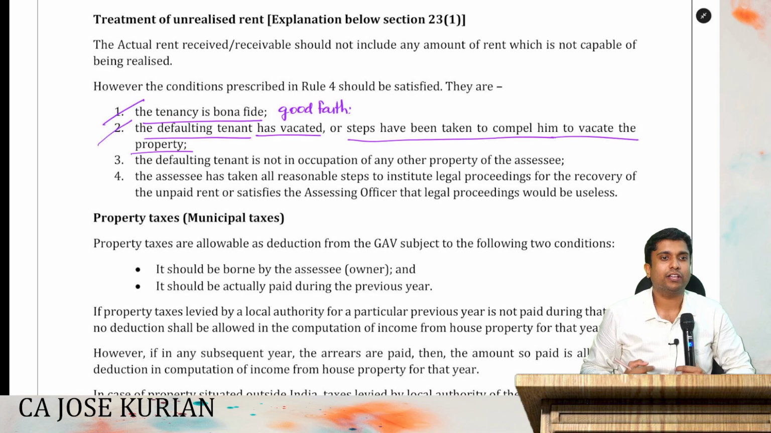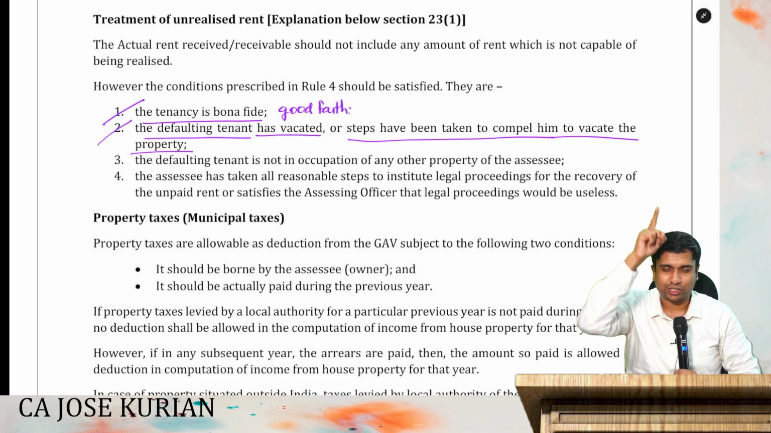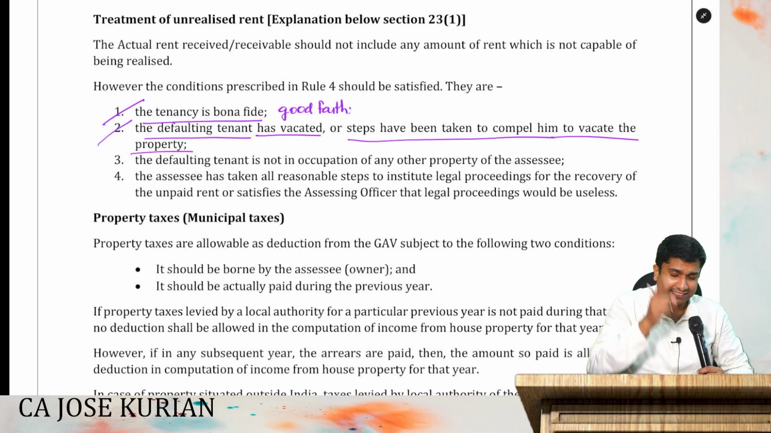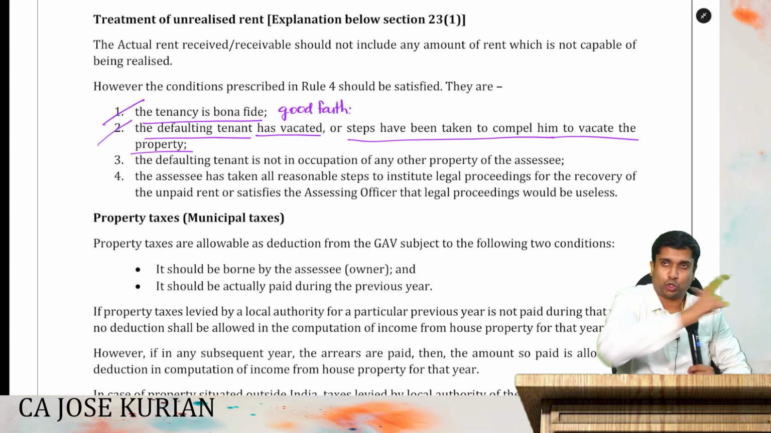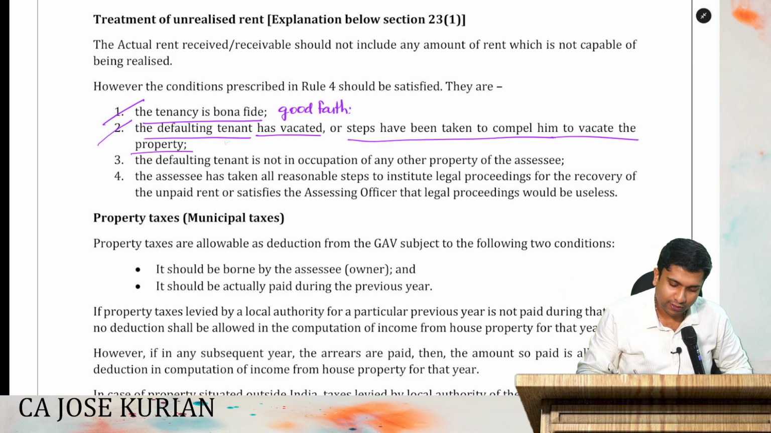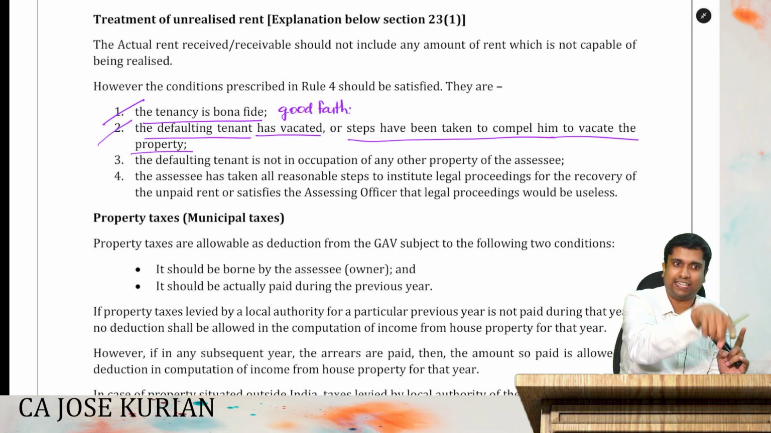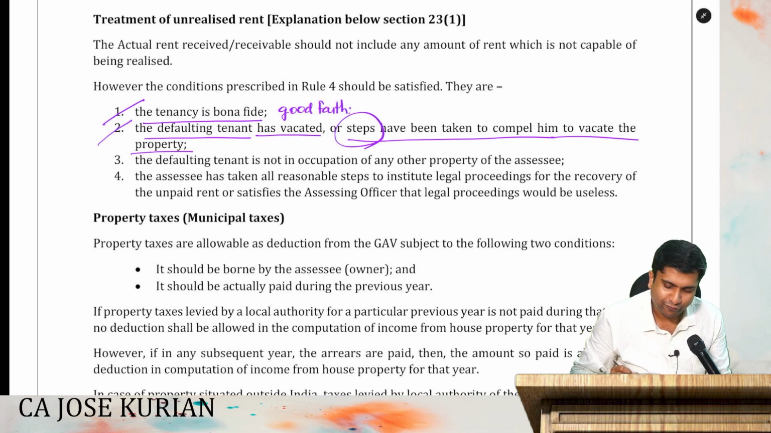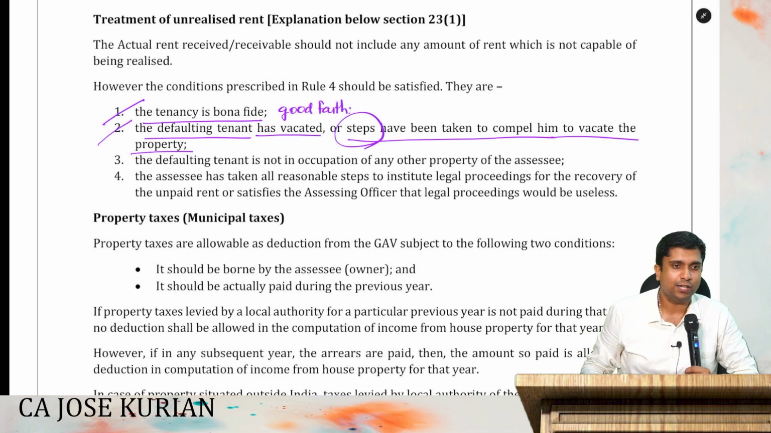If your tenant is not giving you rent, then what should you do? Common sense. If your tenant is not paying you the rent, what is the next step that you have to do? Throw him outside. Yes or no? That's what they say. The defaulting tenant either should have vacated the property or you should have taken steps to compel him to vacate the property.